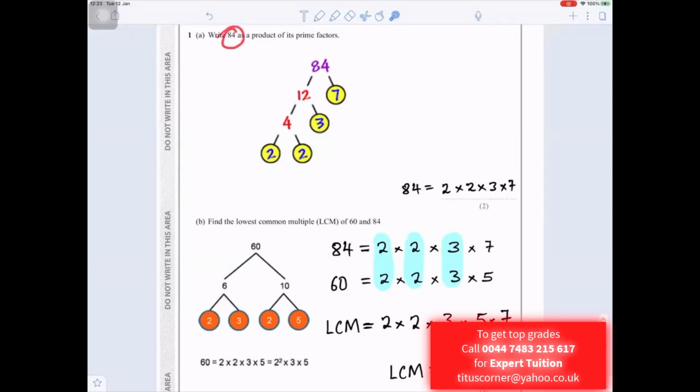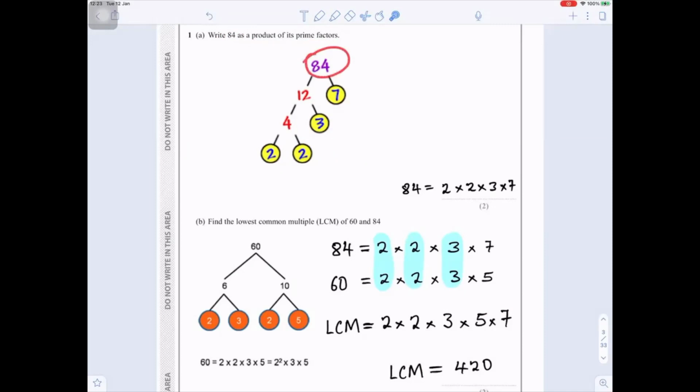Question number 1. Write 84 as a product of its prime factors. 84 is the same as 12 times 7. 7 is a prime number, so you circle it and I color it yellow. 12 is the same as 4 times 3. 3 is a prime number, you circle it and color it yellow. 4 is the same as 2 times 2, and 2 is a prime number. So the prime factors are 2, 2, 3, and 7.